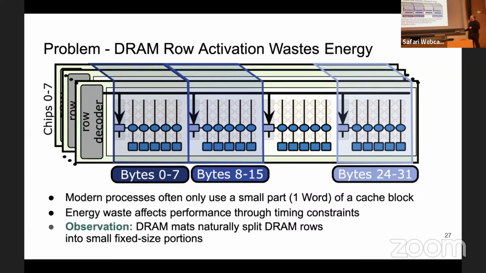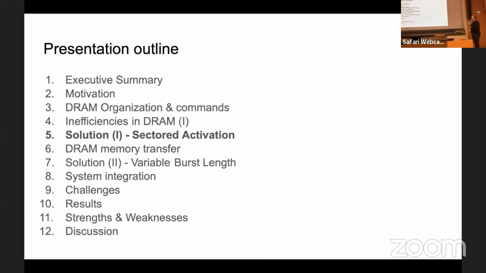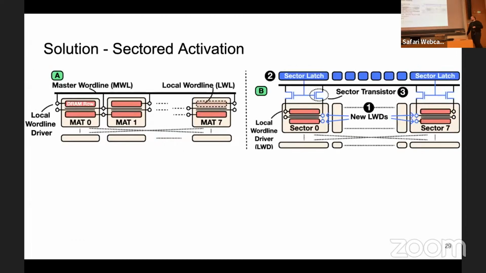But what we might notice is that conveniently, these DRAM rows are already kind of split into lesser organizational units, specifically the mats. And this observation is something that the paper tries to use to develop something that wastes not no energy, but less energy. Okay, so the mechanism proposed by the paper is called sectored activation.